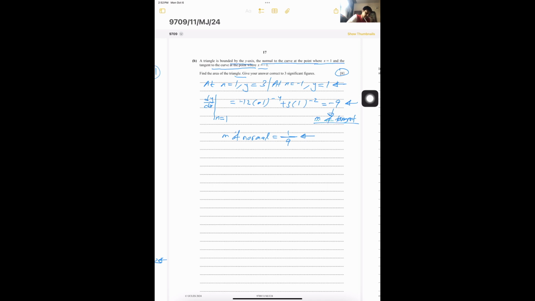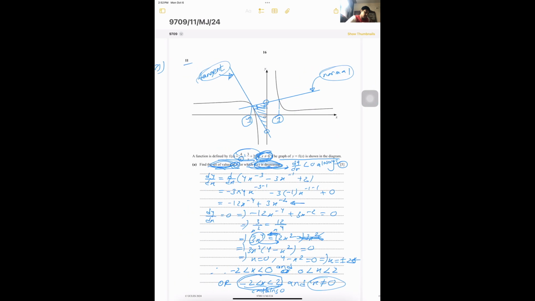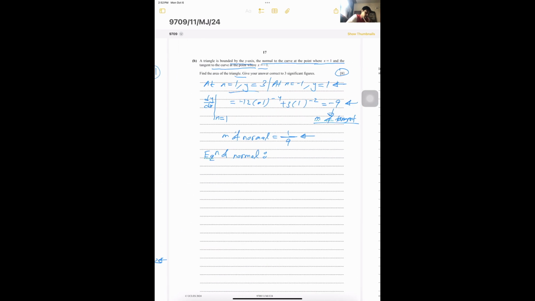And then we'll write the equation of the normal. Which coordinates should we use? We can just use any one of them. Let's use this one. y minus 3 equal to 1 by 9 (x minus 1), right? Or y equal to x by 9 plus 26 by 9.